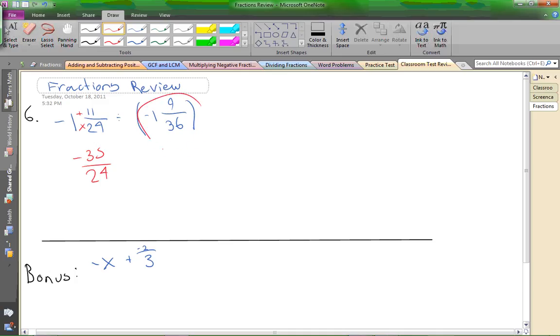Now you do it for this same one. So 1 times 36 plus 9. First of all, you keep the denominator, 36, and then 1 times 36 is 36, plus 9 is 45, and it's a negative.